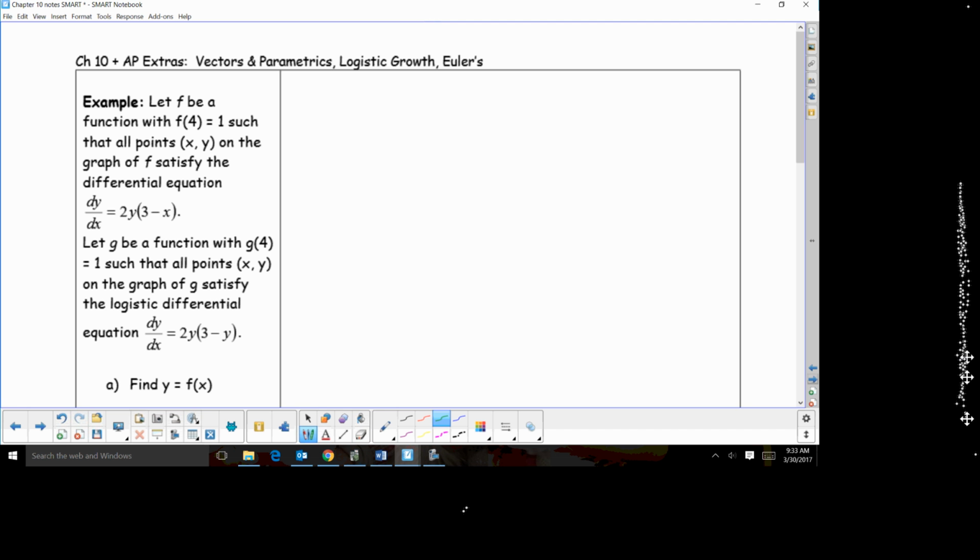Okay, so this is a free response question from the AP exam. It says let f be a function with f of 4 equals 1 such that all points x, y on the graph of f satisfy this differential equation. Is this logistic growth? No. Kind of looks like it, but is it? No. And sometimes they're going to try to trick you on that.